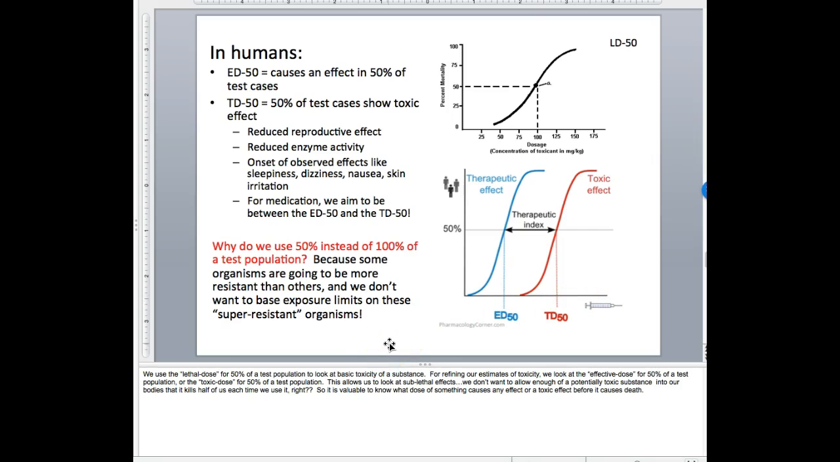Now, you have to think about the companies that are doing this kind of testing before they release a product. They want to make sure that there is an effect of the product, but they also want to get the product to market. So we have to be concerned about how well these tests are being done. I also want to highlight why we use 50% more than 100% of any given test population for these tests. That's because we want to make sure that we're not basing our assessment of toxicity on a super resistant organism that is really, really hard to kill. So we want an average of roughly how many are killed at normal resistance, and we use 50% as that mark.